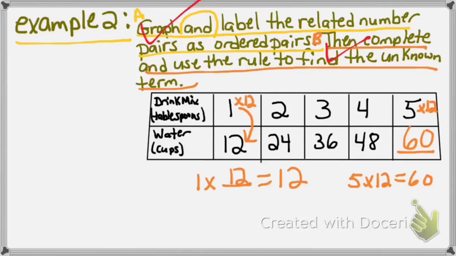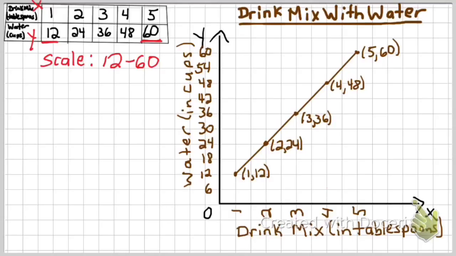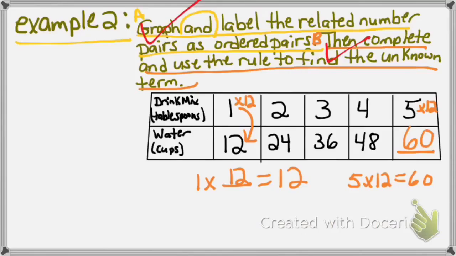Back to my question, I have completed part A. So let's double check to be sure. I graphed and labeled the related pairs as ordered pairs. Here they are. I have all parts of my graph labeled and graphed. And I completed and used the rule to find the unknown term. And here was the unknown term. Right down here, it was 60. So I have now completed example number 2.